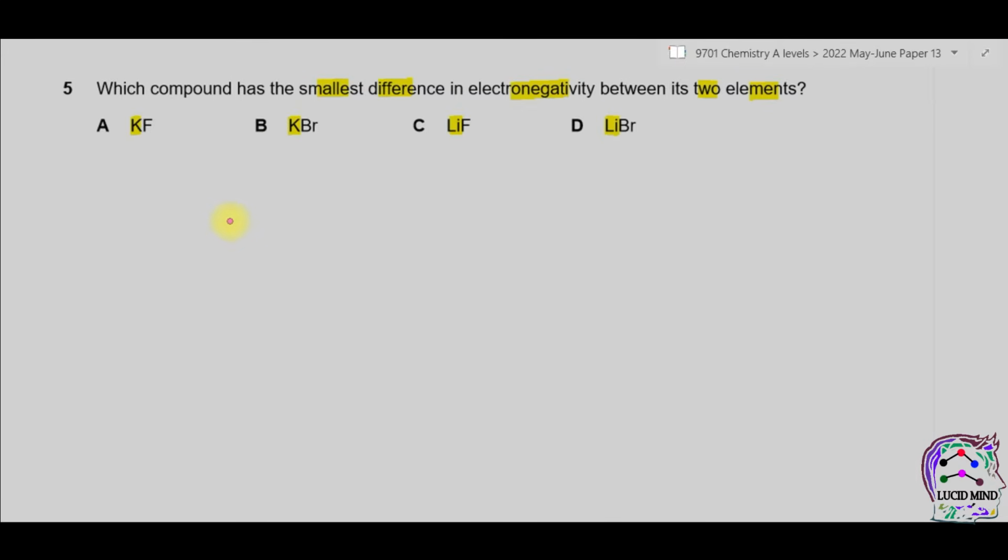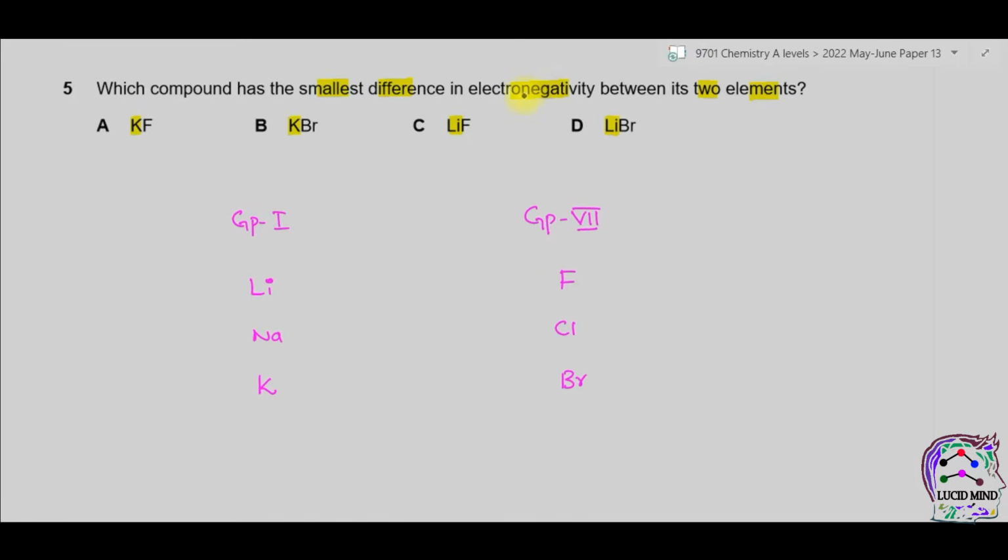Potassium and lithium both are metals and both are present in group 1 of the periodic table. Lithium is on top, then we have sodium, then we have potassium. While halogens are present in group 7 or group 17 of the periodic table. In this one, fluorine is at the top, then we have chlorine, then we have bromine.